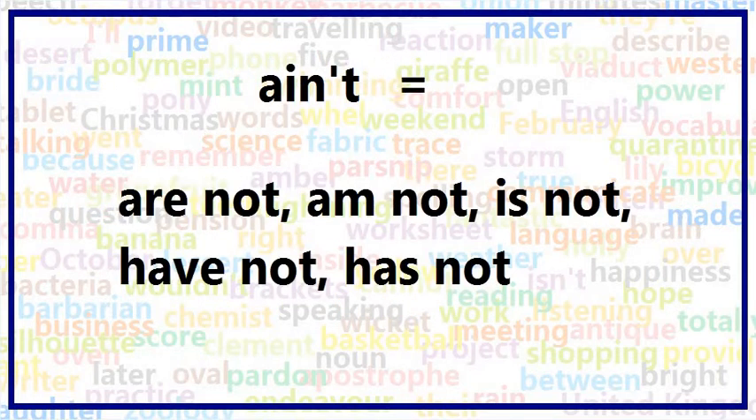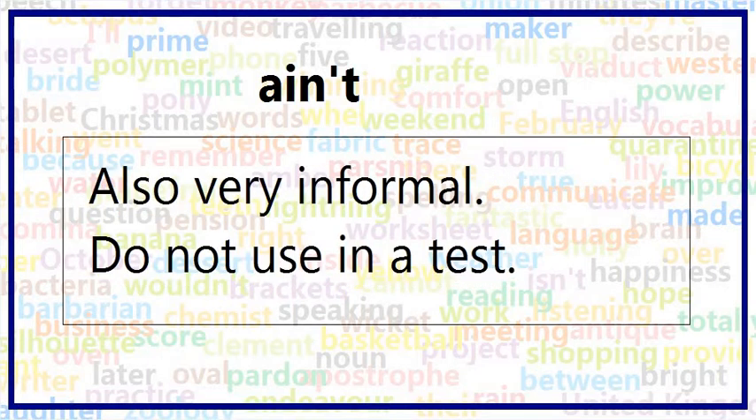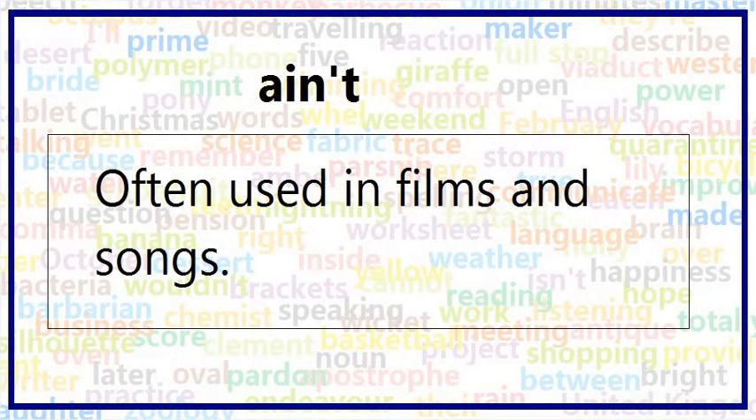Next we have ain't. A-I-N apostrophe T, ain't. Now this one could mean are not, am not, is not, have not, or has not. The same contraction can be used in many different situations. This is also very informal, and you shouldn't use this in a test. But you might often hear it being used in films and songs.